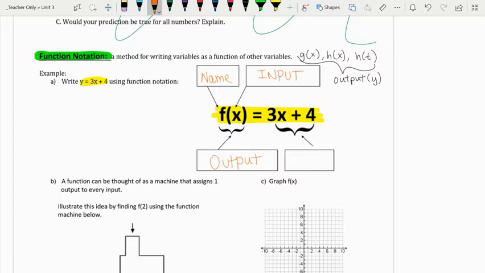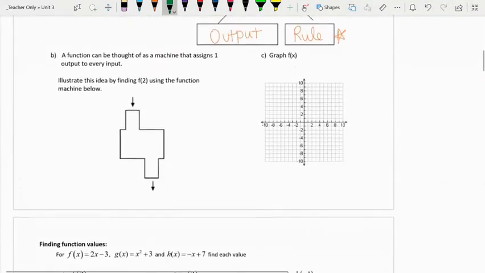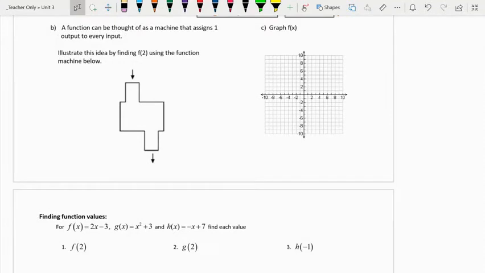And the whole thing itself is the output. Now, what that output equals is your rule. You will have to know this word. It gets used a lot. Input, output, not used all that much, but what it equals is called the rule. It's the equation. So we're going to use all of that notation to help us out here.